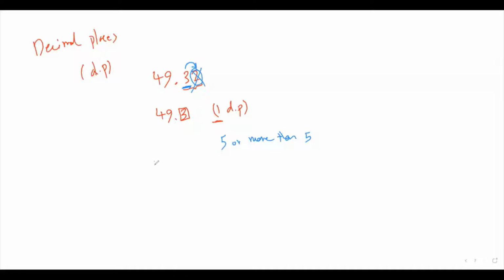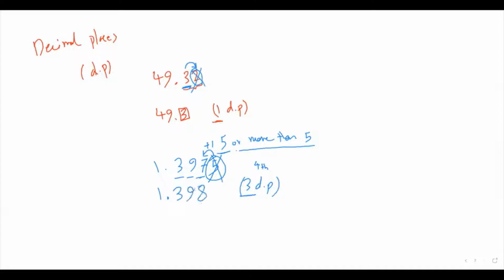Take a look at this example, 1.397.5, and they ask us to round it to 3 decimal places, or 3 dp. So meaning I have 1 there and I have to fill the 3 positions after the decimal point. However, I told you the technique. If it's 3 dp, you have to look at the 4th position, which is 5 in this case. Look at its behavior. If it's 5 or more than 5, you ignore it and then you add 1 to the digit to its left. So the final answer would be 1.398, right? So you have to be careful when you're dealing with 5 or a digit more than 5.